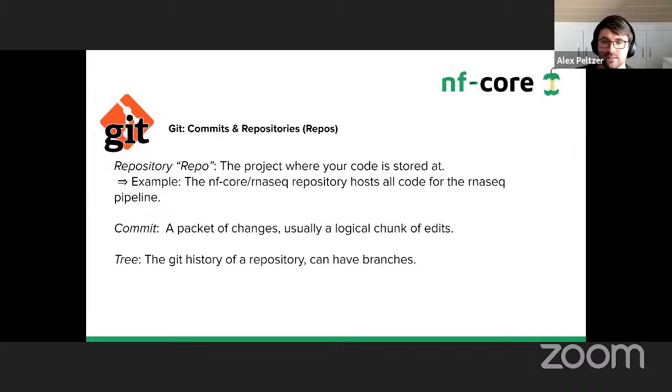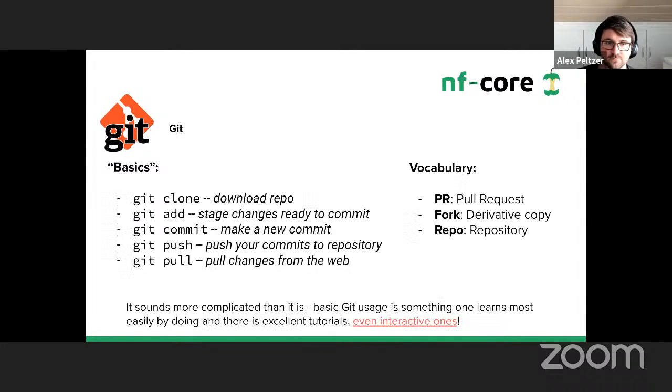Tree is the Git history of a repository. This can have branches. So my repository might have different sub-branches, which is kind of a way to organize code in the repository. So people can have a look at that later when I introduce some more examples. So that's just a very, very brief intro into what that means.